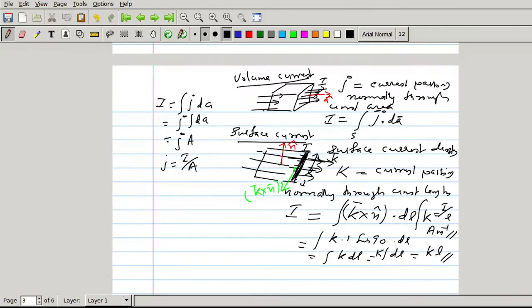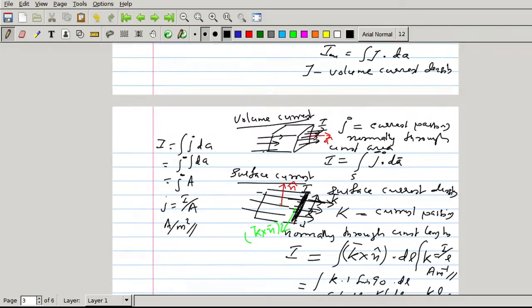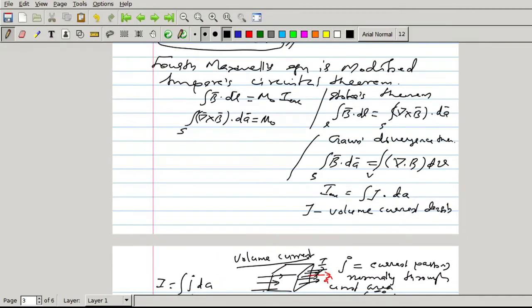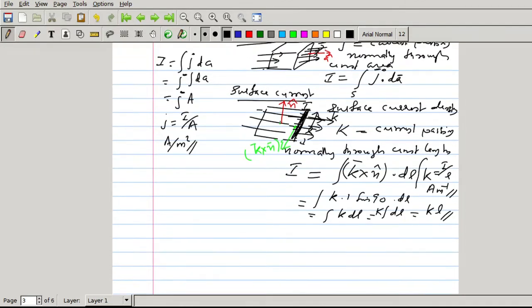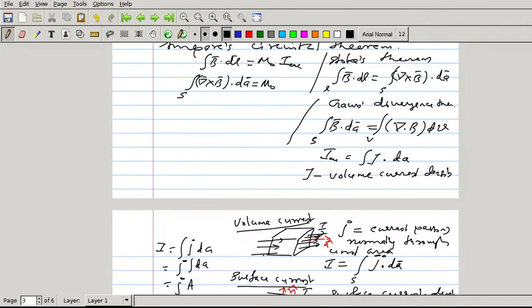So volume current density is current per unit area. Its unit is ampere per meter square. So J is measured in ampere per meter square, and K is measured in ampere per meter. Here we need only the volume current density J. Surface current density we need when we discuss the boundary condition. That's why I discuss it here. So mu 0 I enclosed, in terms of volume current, we can take as the integral of J dot dA.